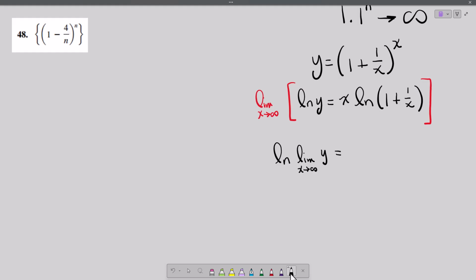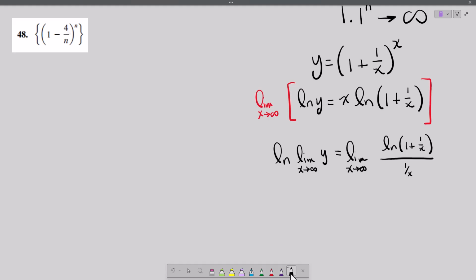On the right-hand side is the interesting side. First let's look up here. When x goes to infinity, what happens to this whole thing? Well, we go inside, 1 over infinity is 0, natural log of 1 is 0. So this is infinity times 0. That's an indeterminate form. And what we do is rewrite that indeterminate form so that we can use L'Hopital's rule.